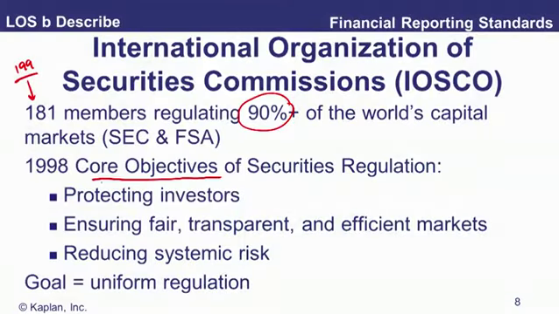So number 1, protecting investors, which of course is normally the primary guideline for a securities market regulator. So we're protecting investors given their level of expertise. Not all customers need the same level of protection. So protecting investors, ensuring fair, transparent and efficient markets.